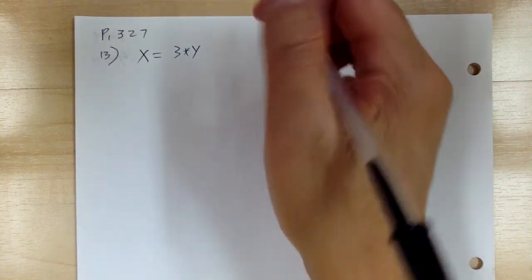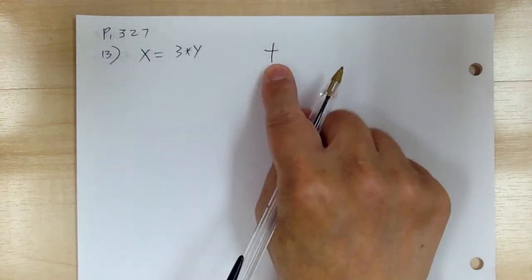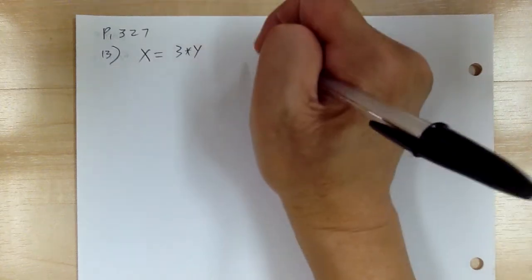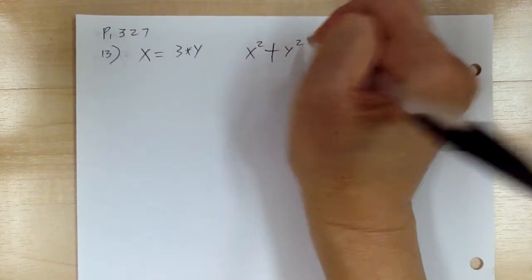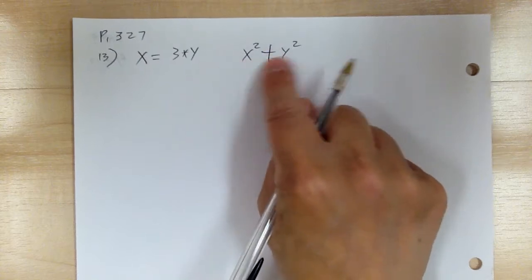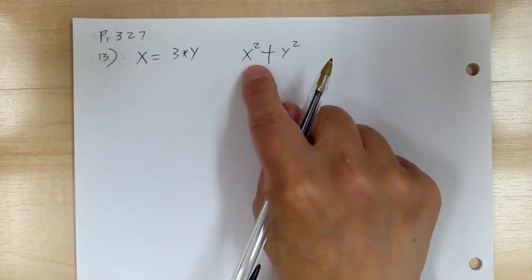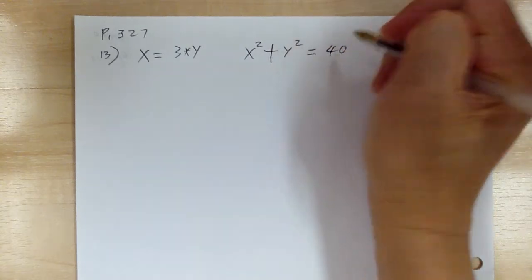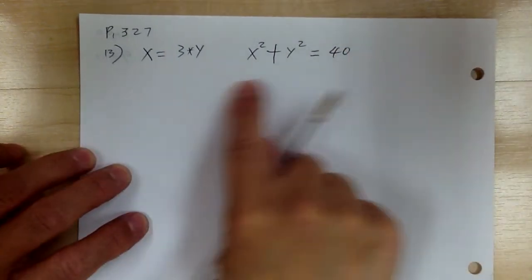Now the next sentence says the sum, so you're adding, right? So sum means plus. The sum of their squares. Okay, so their squares are x squared and y squared, right? The sum of their squares means equal 40. Okay, so that's the equation.